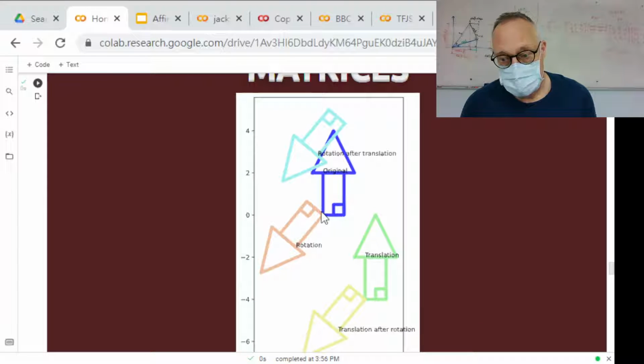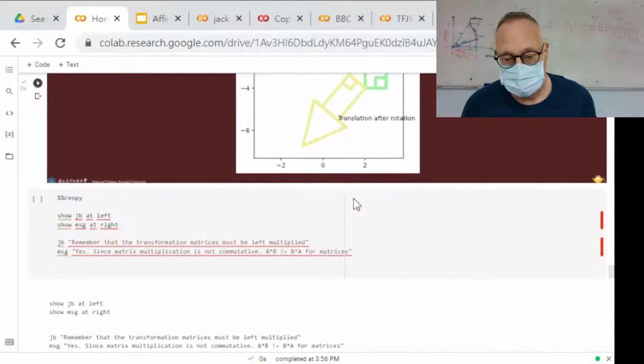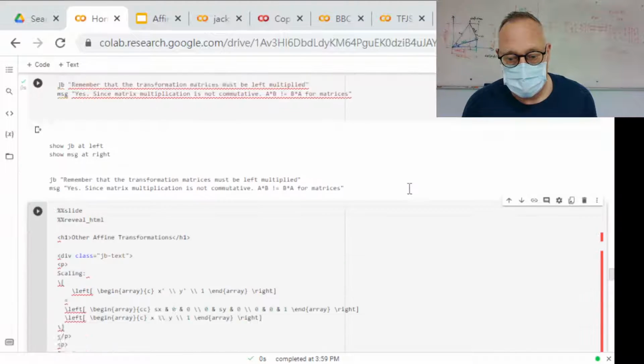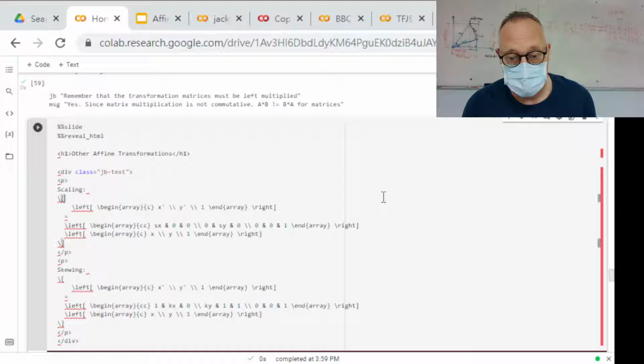So then, remember, rotation is always around the origin. So if I rotate it first and then translate it, I end up with this yellow figure. If I translate it first and then rotate it, I end up with the cyan figure. So remember that your transformation matrices must be left multiplied.